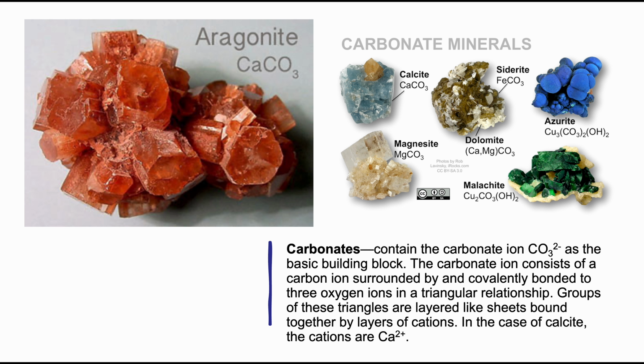Carbonates contain the carbonate ion CO3 as the basic building block. The carbonate ion consists of a carbon ion surrounded by and covalently bonded to 3 oxygen ions in a triangular relationship. Groups of these triangles are layered like sheets bound together by layers of cations. In the case of calcite, the cations are calcium 2+. Some examples seen here: aragonite, CaCO3, same chemistry as calcite, CaCO3. So these are polymorphs of CaCO3.